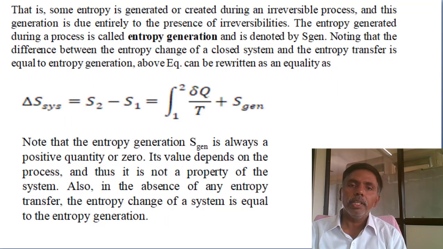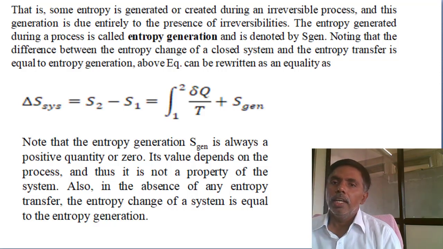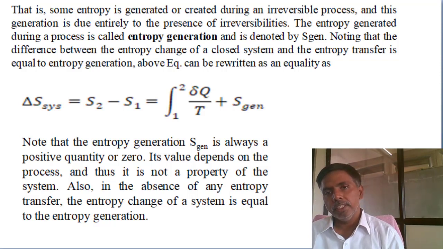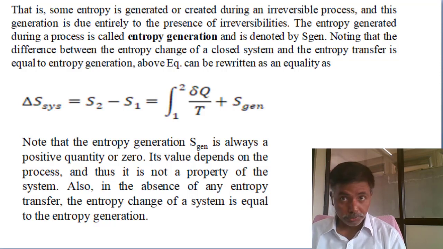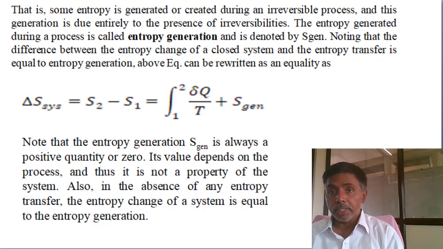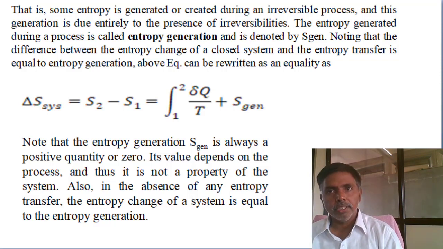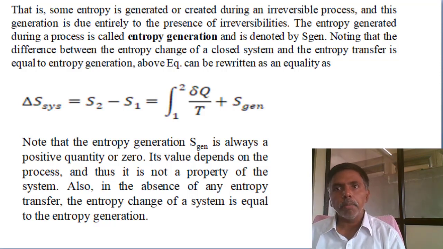Next, the entropy increasing principle. In a reversible process we mentioned entropy is dou Q by T. For an irreversible process it is greater than dou Q by T, meaning some entropy generation will take place based on the process. So for a reversible process entropy is a property. But for an irreversible process, whatever entropy is generated based on the process is not a property. It is a path function, not a point function.